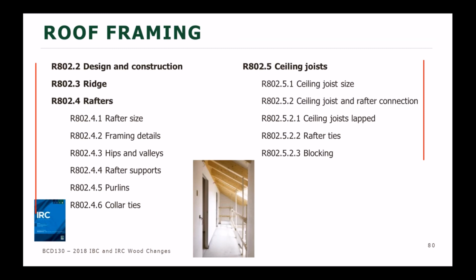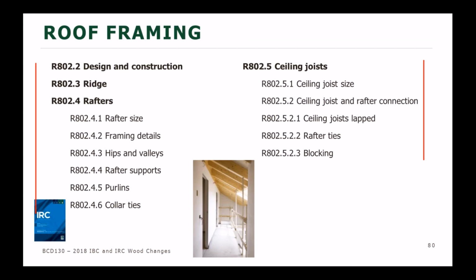So now it's reorganized, divided up into a section on design and construction that's basically saying the roof and ceiling assembly will have continuous ties across the structure, and you're going to prevent roof thrusts from being applied to the supporting walls. Then we've got the ridge section that is addressing using a ridge board versus a ridge beam, and that's one where people still get a bit confused.